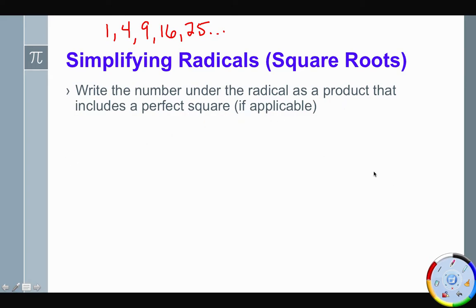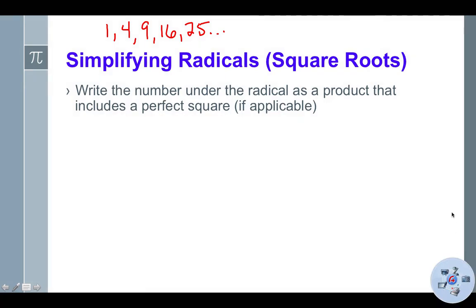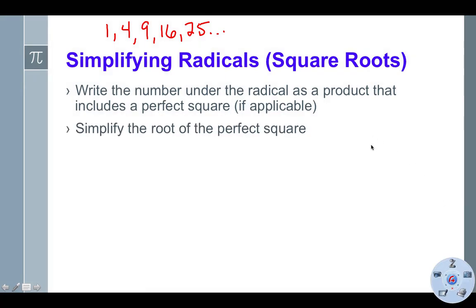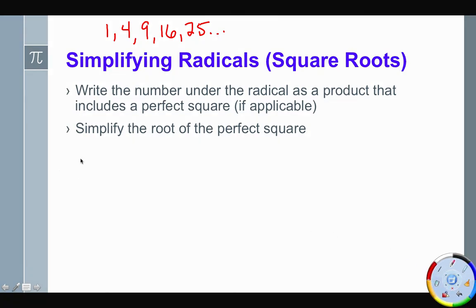After we write that as a product, we need to simplify the root of the perfect square. So it's going to look like this. If I was to take the square root of 8, I know that I cannot do the square root of 8, but I do know that 4 is inside of 8. So I'm going to rewrite 8 as the product that includes a perfect square. So 8 is still 4 times 2.